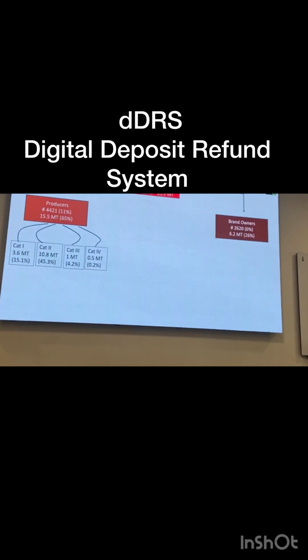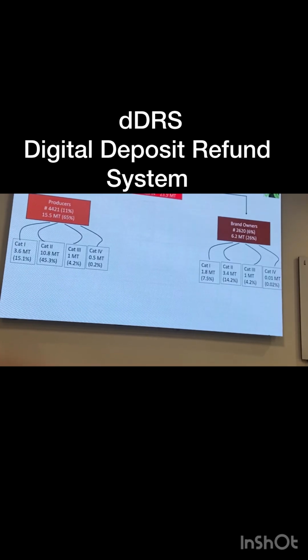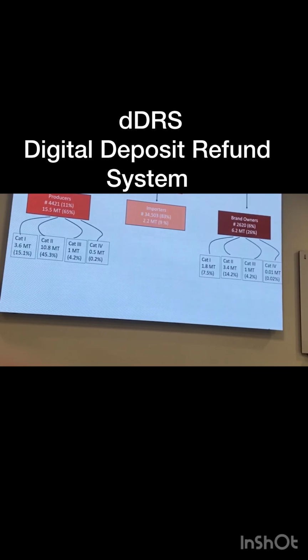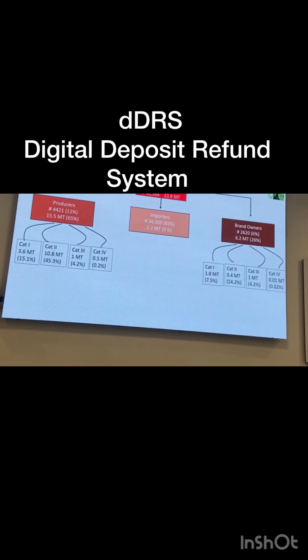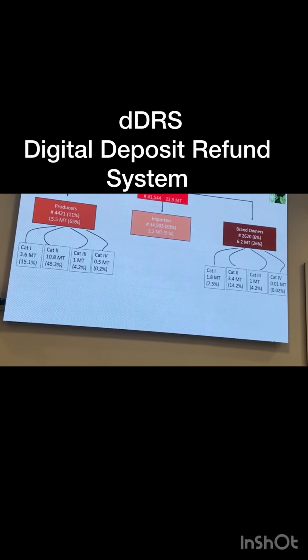The plastic packaging, close to 6 million metric tons. This is the breakup. And then we had 83% importers. Halaki, their contribution in terms of what they are putting out is lower than the other two, but it's not small, it's 2 million metric tons.